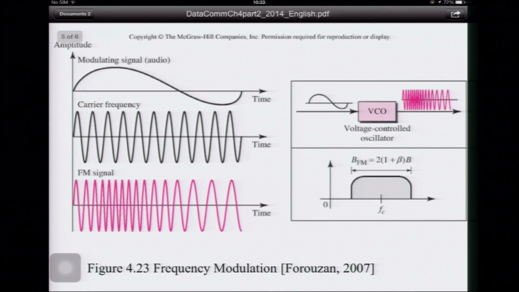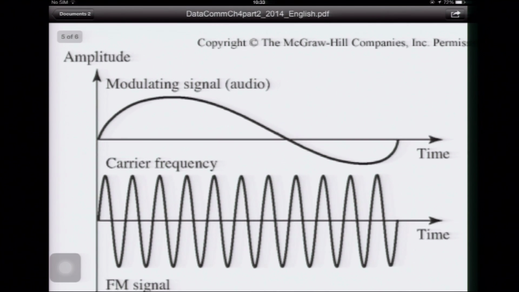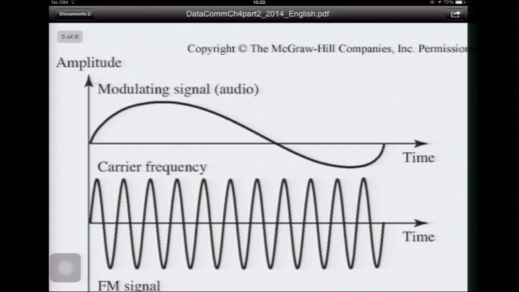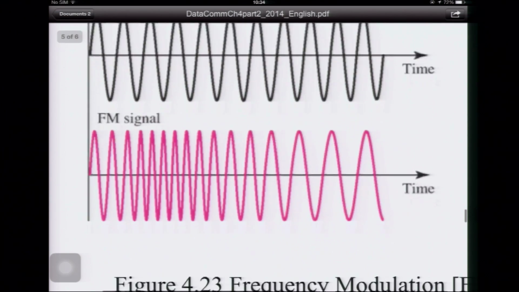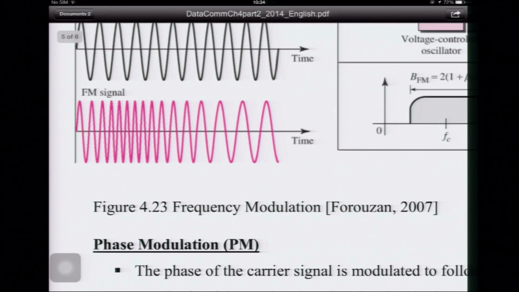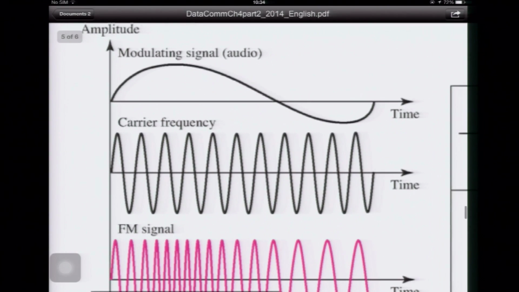So AM uses less bandwidth, but this one is better because it gives better signal quality. Let's look at this one first. This is the modulating signal, for example a voice signal or audio signal, and the second graph is the carrier signal, with a fixed carrier frequency. I got the picture from fluorescent.